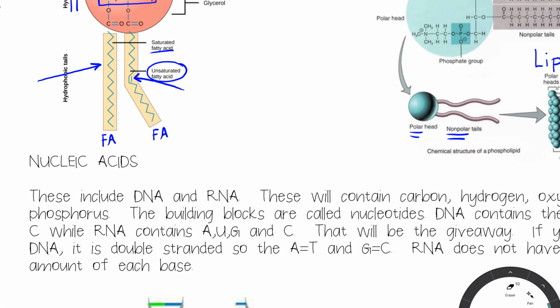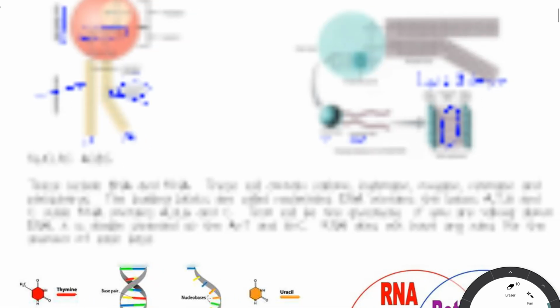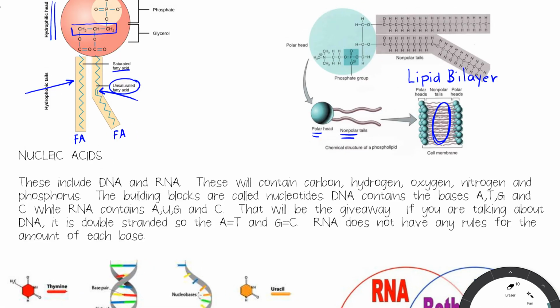Okay, now we move our story to nucleic acids. Now, nucleic acids are going to be your DNA and your RNA. We'll focus a lot more on these as we go. But these will contain carbon and hydrogen and oxygen and nitrogen and phosphorus. The building blocks are called nucleotides. And a nucleotide is going to have 3 parts. It's going to have a phosphate group, it's going to have a base, and it's going to have a sugar.